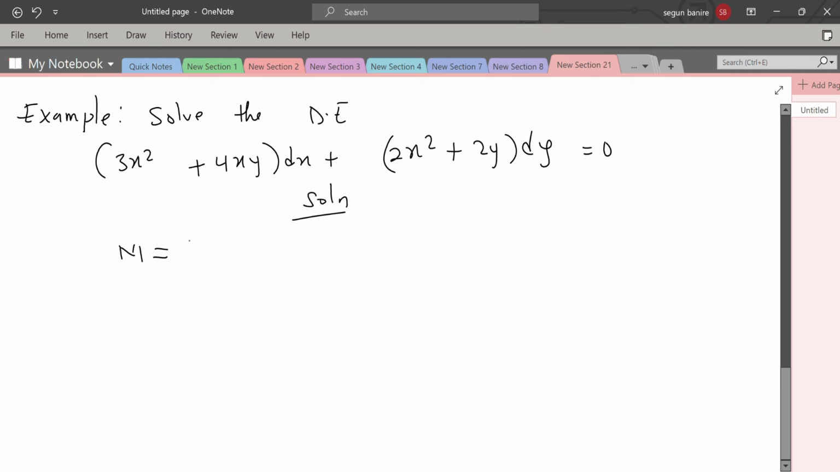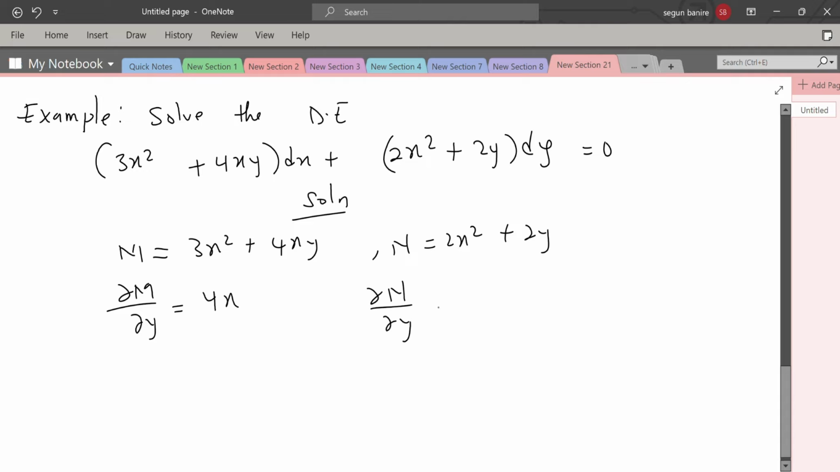Our M is 3x squared plus 4xy, and our N is 2x squared plus 2y. If you find the partial derivative of M with respect to y, you get 4x. Find the partial derivative of N with respect to x, you get 4x also. You can see that they are equal, so therefore it is exact. So now that you know that it is exact, how do we solve?